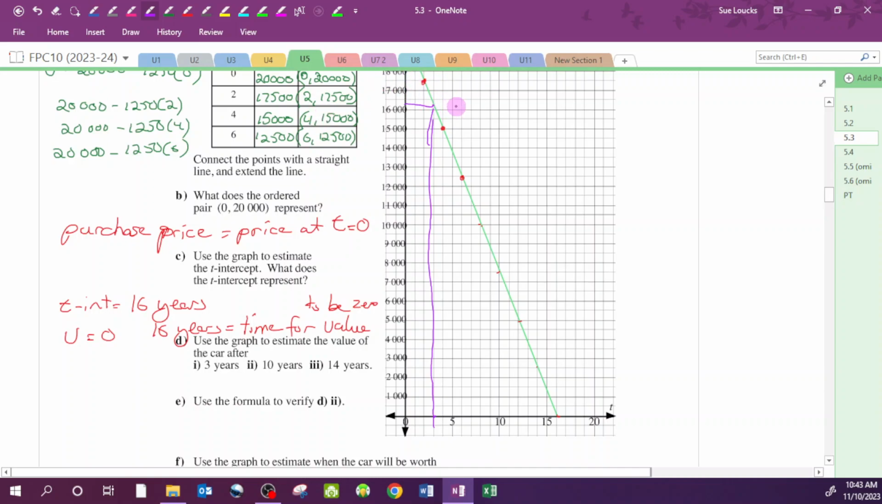Anyway, I can see that this one here is halfway between these two. So it's going to end up halfway over here. So if this is 16,000 and that's 17,000, this line here would be 16,500, and halfway through that would be 16,250. So at 3 years, it's 16,250.